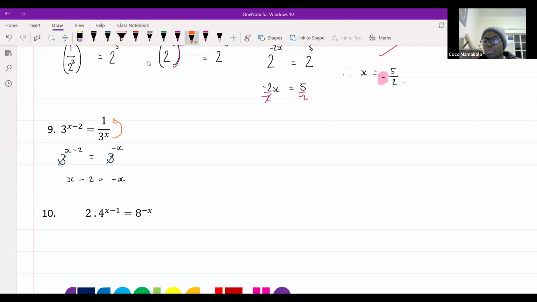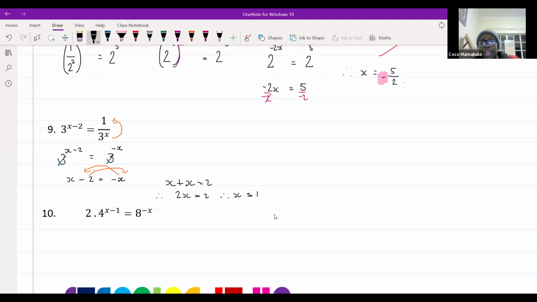I'm going to take anything with an x to one side, anything without an x to the other side. The negative x will go over and become positive, and the negative 2 will go over and become positive. So I'll end up with x plus x is equal to 2. Therefore, 2x is equal to 2, and that means that x is equal to 1. All right, and that's the answer we're looking for in number 9.